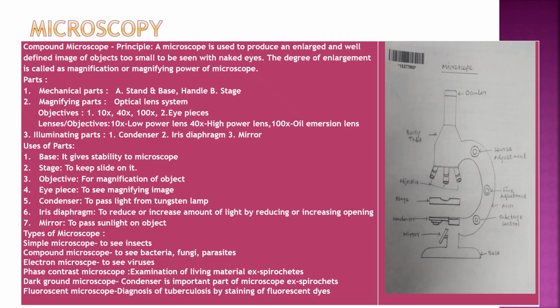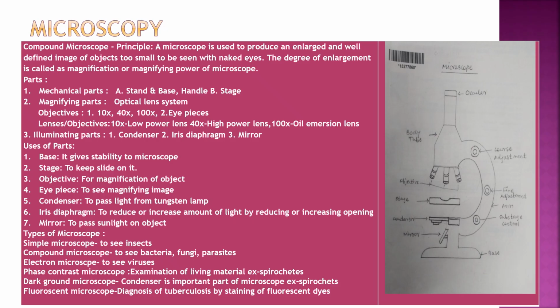The 10x is low power, 40x is high power, 100x is the oil immersion lens, and 4x is the scanner. Illuminating parts: condenser, iris diaphragm, and mirror. The uses of parts: the base gives stability to the microscope, the stage is to keep the slide on it, objectives are for magnification of the object, the eyepiece is to see the magnified image, the condenser is to pass light from the lamp, the iris diaphragm is to reduce or increase the amount of light by reducing or increasing the opening, and the mirror is to pass sunlight onto the object.